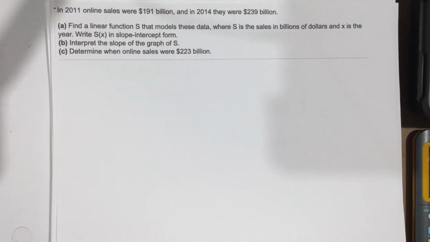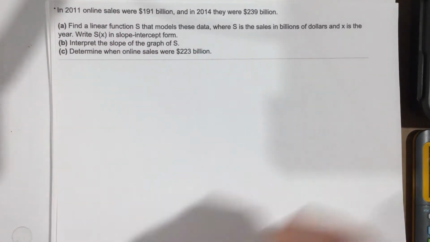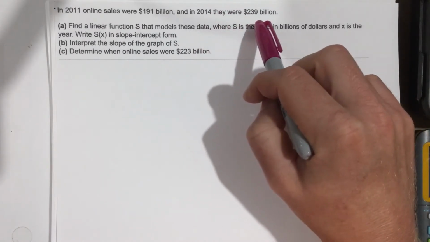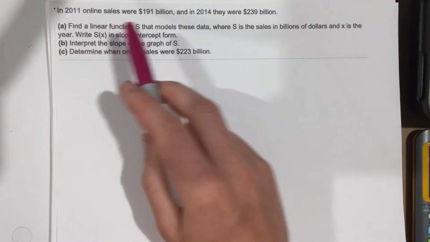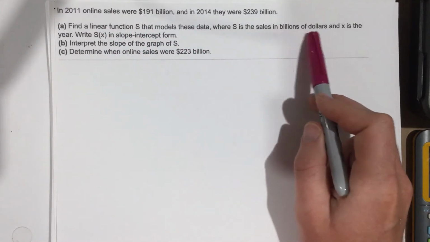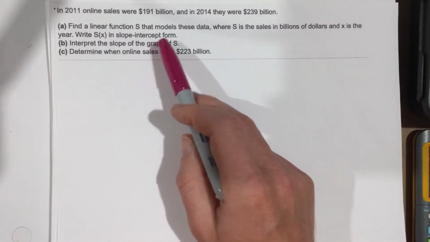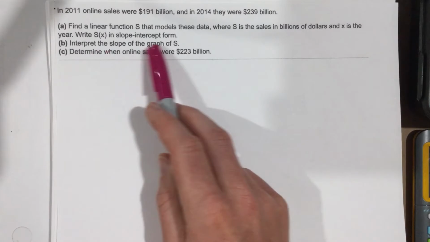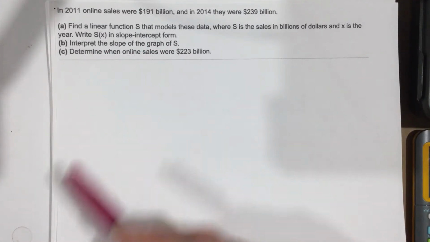This is problem number 11 from section 2.2. This problem says, in 2011, online sales were 191 billion. And in 2014, there were 239 billion in sales. Find a linear function S that models these data, where S is the sales in billions of dollars and x is the year. Write S of x in slope-intercept form. Then they want us to interpret the slope, and they want us to determine when online sales were 223 billion.